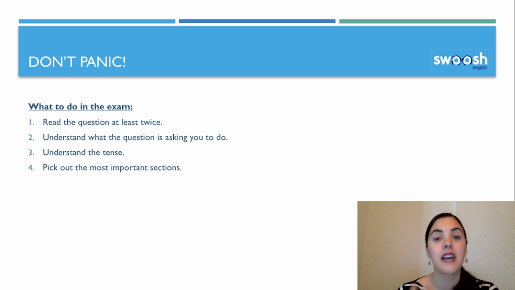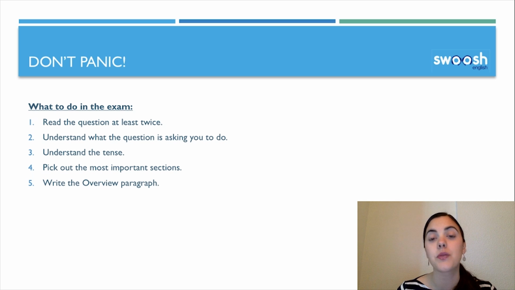Then try and understand the diagrams and pick out the most important sections. And you start by writing the overview paragraph. There's no such thing as an introduction per se in this. The introduction is for the essay. But you do need an overview paragraph. This is when you basically paraphrase the question, show you understand what you are being given, and give a 1-sentence overview of what you are being asked to look at.